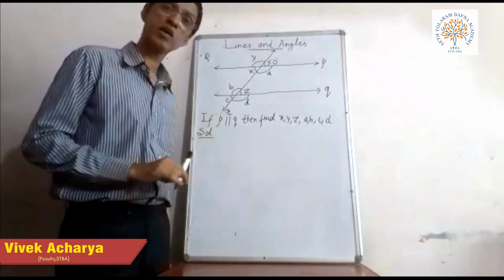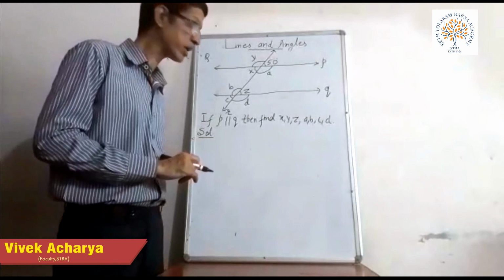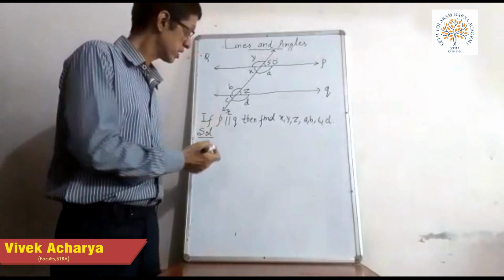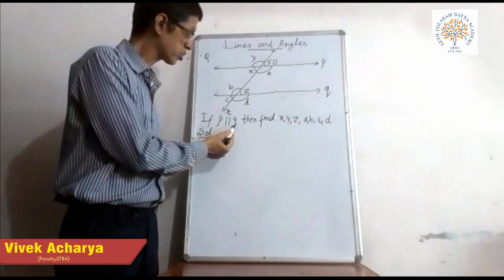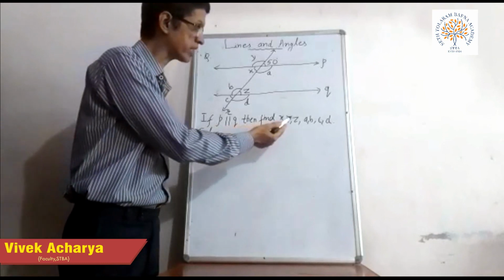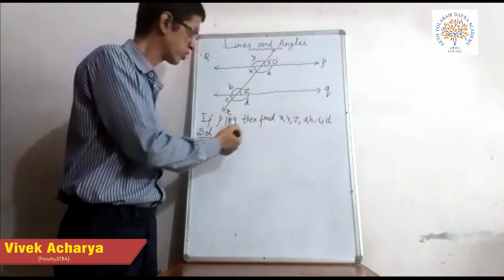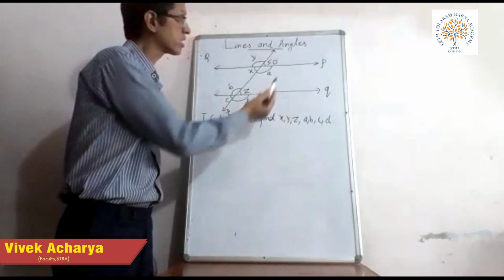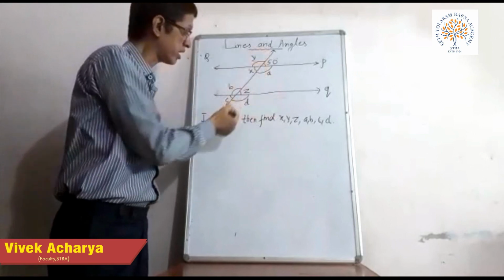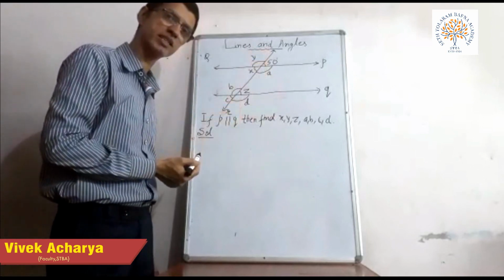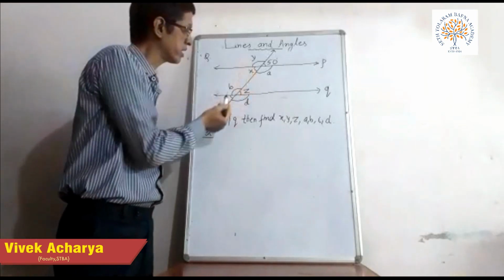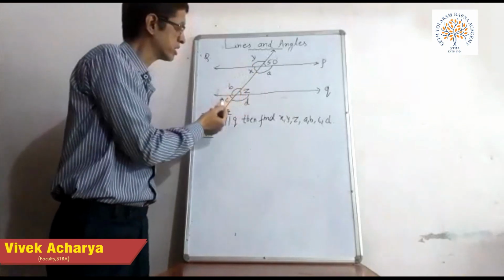So students, now I am going to explain one question. You can see, if P is parallel to Q, this is the symbol of parallel, then find X, Y, Z, A, B, C, D. You have to find these angles. The two lines P and Q are parallel. One line R, a transversal, intersects these lines, and you have to find the values of X, Y, Z, A, B, C, D.